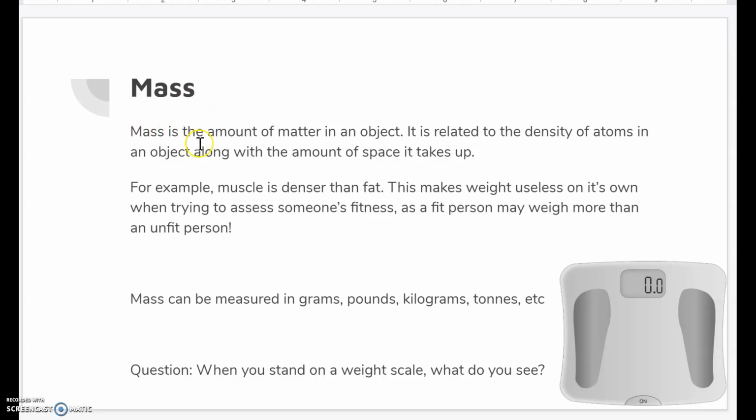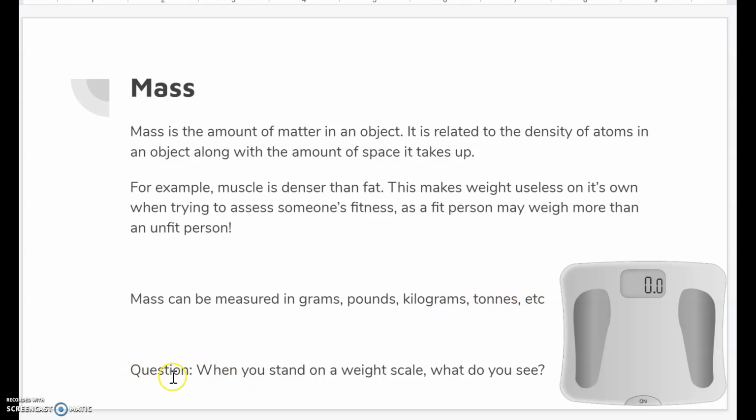Mass. Mass is the amount of matter in an object. It is related to the density of atoms in an object along with the amount of space it takes up. For example, muscle is denser than fat. This makes weight useless on its own when trying to assess someone's fitness, as a fit person may weigh more than an unfit person. Mass can be measured in grams, pounds, kilograms, tons, etc.